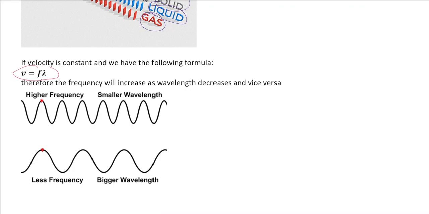And it comes down to this formula. So velocity is constant. That means if this goes up, this goes down, because they're multiplying. So they're exactly inversely proportional. And if this goes down, then this goes up. And that'd be frequency and lambda. Lambda is our symbol for wavelength. This is a Greek symbol. I don't know why we use that one, but it's the one we use for wavelength.